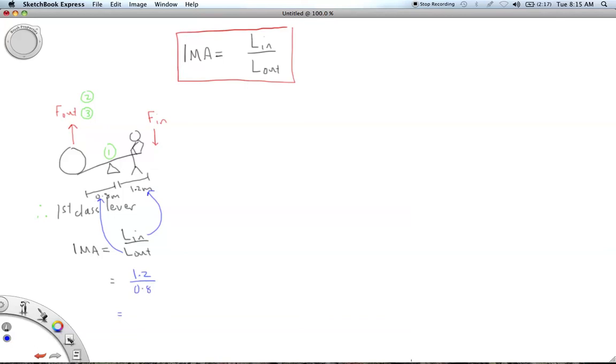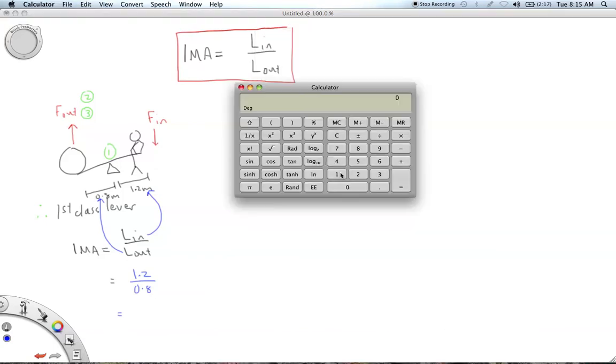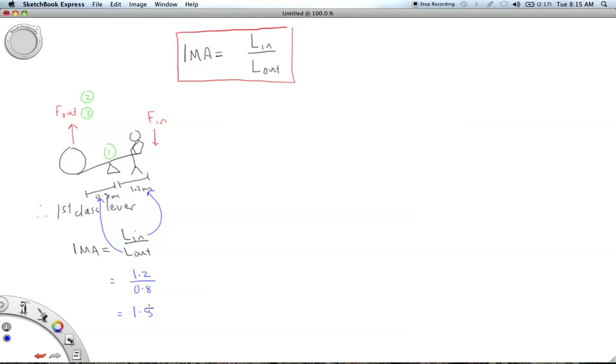And let me get my calculator out here. Do 1.2 divided by 0.8. I end up with 1.5. And that is my IMA. And again, there's no units for it. Let me show you one more example here.